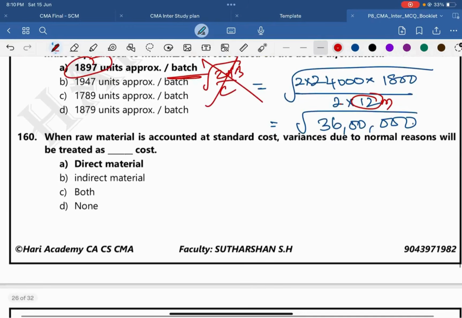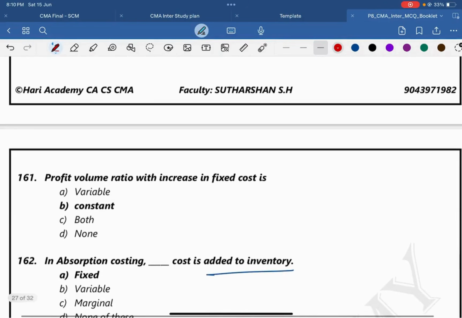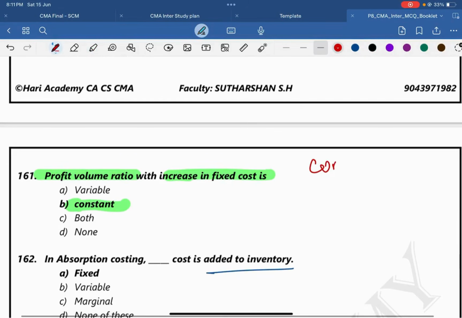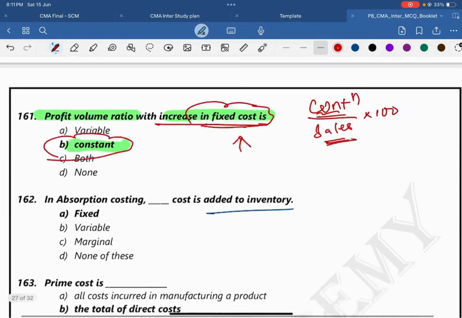Then quickly we will go with 160. When a raw material is accounted at a standard cost, variance due to normal reasons will be treated as direct material. Then the next question: profit volume ratio will increase with an increase in fixed cost, or remain constant? It remains constant, because profit volume ratio has a formula of contribution by sales into 100. So it will affect only the contribution and the sales, it will not affect the fixed cost. Even though the fixed cost is going to increase, the PV ratio, the contribution to sales ratio, remains constant.